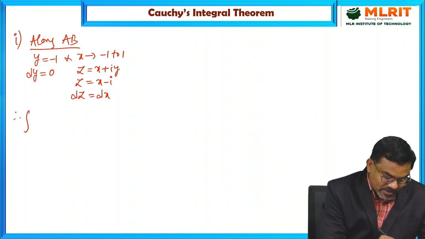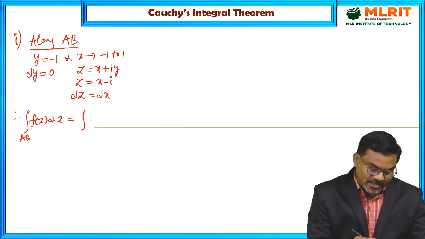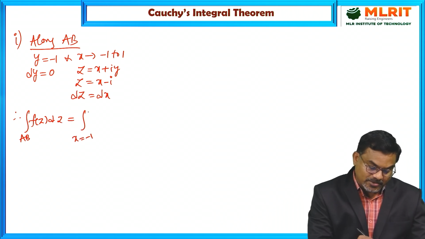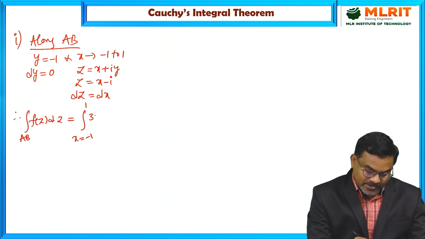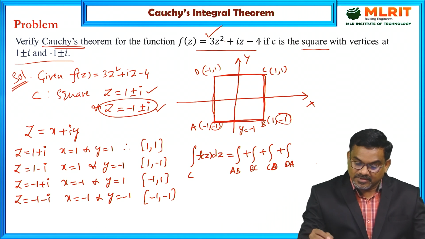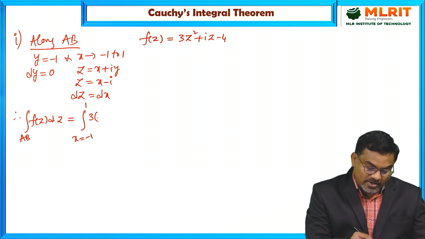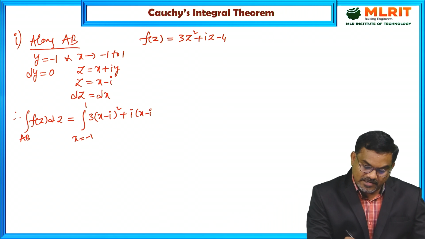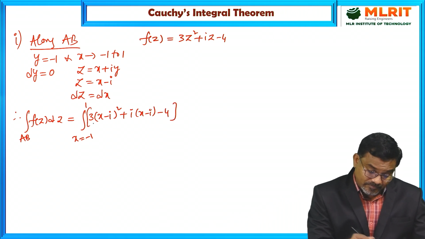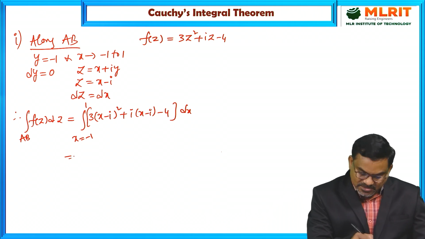And therefore along AB, the integral of f of z dz is equal to the integral over x from minus 1 to plus 1 of 3 into... now what is the function f of z? Given function 3z square plus iz minus 4. So 3 into, what is z? x minus i whole square, plus i into x minus i, minus 4, and dz is dx. Now we need to evaluate this line integral.